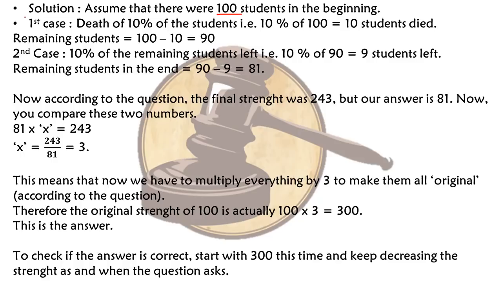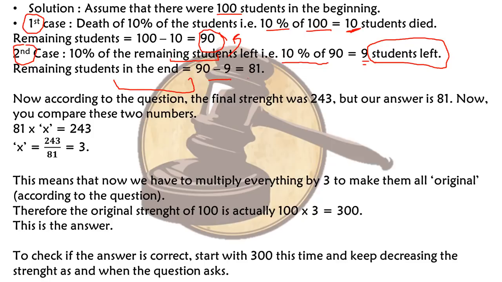Now the first case was 10% of the students died, right? So 10% of 100 would be 10 students, right? So 10 students basically died of swine flu. So the remaining students were 90. Now the second case was 10% of the remaining students left. The remaining students, not the original number of students, which is 90, right? So 10% of 90 is equal to 9 students. 9 students left due to the panic, right? They left the hostel. So now how many students remain? Remaining students in the end are 90 minus 9, which is equal to 81.